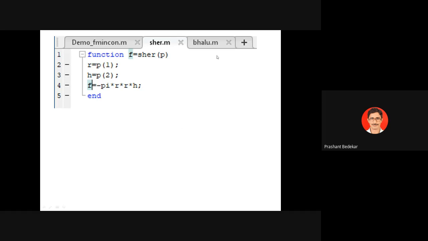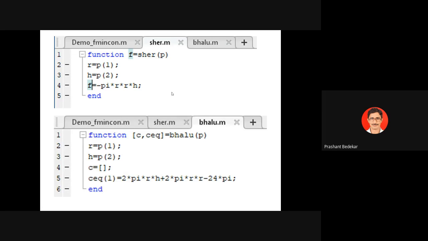Now talking about the third file, that is this Bhalu. So we have seen share, now we will see Bhalu, which contains the non-linear constraints. Here again, the value of the variable, the current design vector, will be taken from P. So the first variable is R, second is H. So I have said R is equal to P1, H is equal to P2.